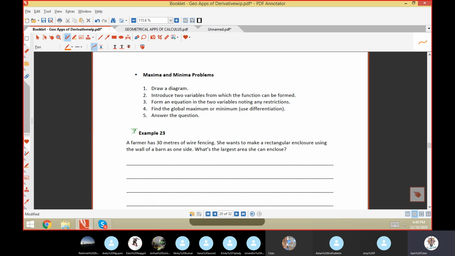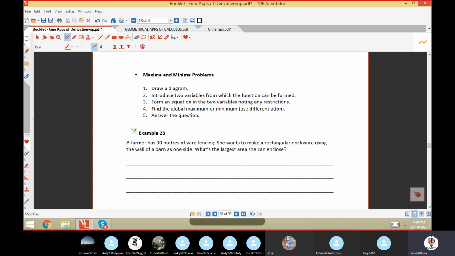Step 1, we can sometimes ignore, but step 1, draw a diagram if the diagram is not there. The harder ones, the diagram is usually there. Step 2, introduce 2 variables from which the function can be formed. Step 3, form an equation in the 2 variables, noting any restrictions. Step 4, just do stat points and max min, so do your nature. Step 5, answer the question.